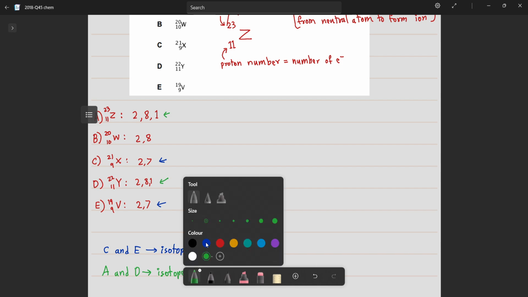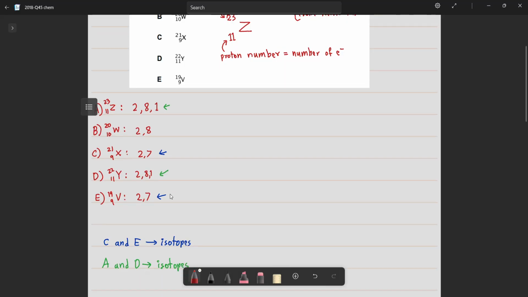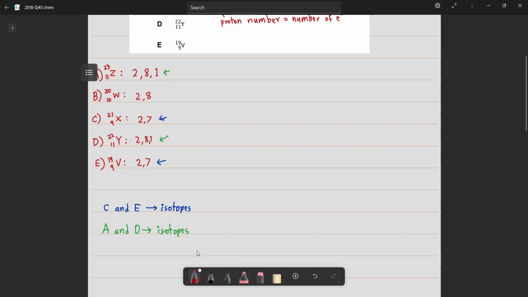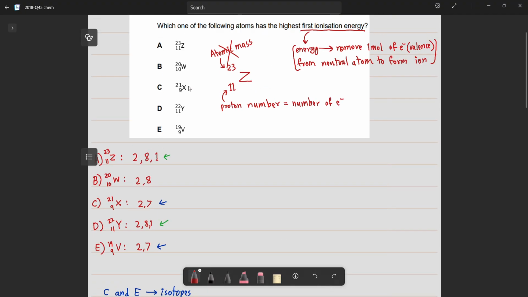Now we know C and E, and A and D, are isotopes to each other, their partner. So we'll easily cancel out option A and also option D, since both of them have a higher number of electron shells. So what causes a decrease?